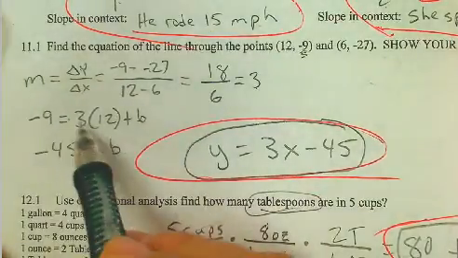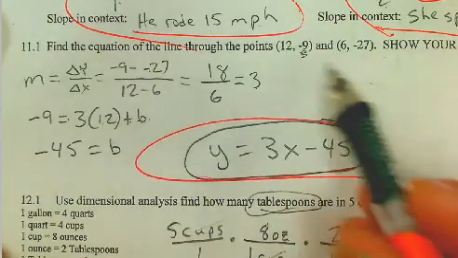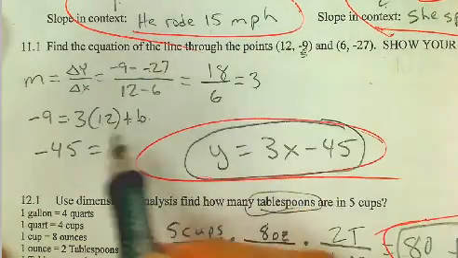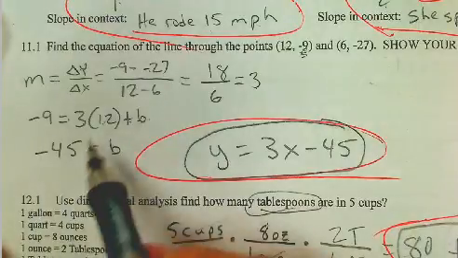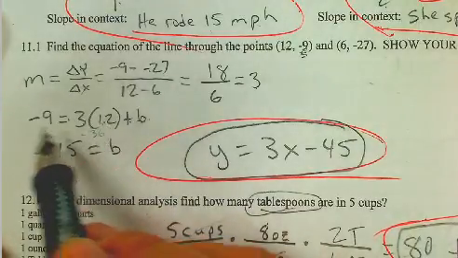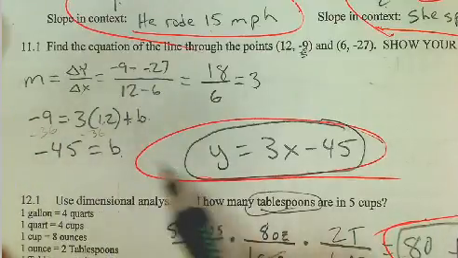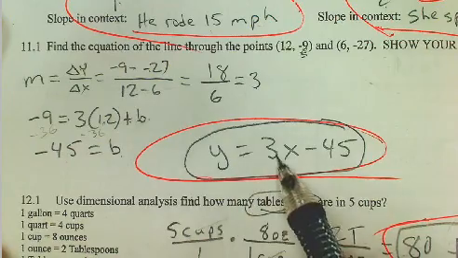So y equals mx plus b. I'm solving for the b. I plugged in one of the points. That's an x, that's a y. Solve. That's a 36, so I subtracted 36 from both sides. That's how I ended up with negative 45 equals the b. So then I have my y equals mx plus b.